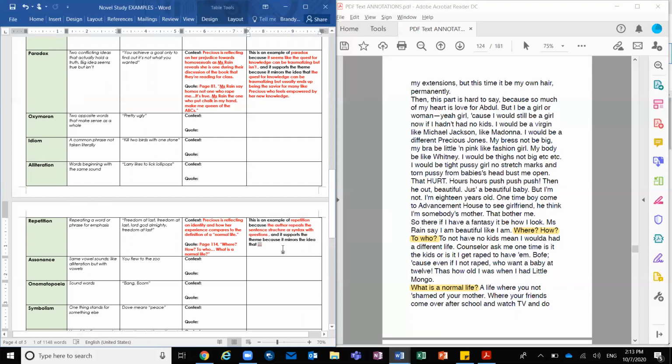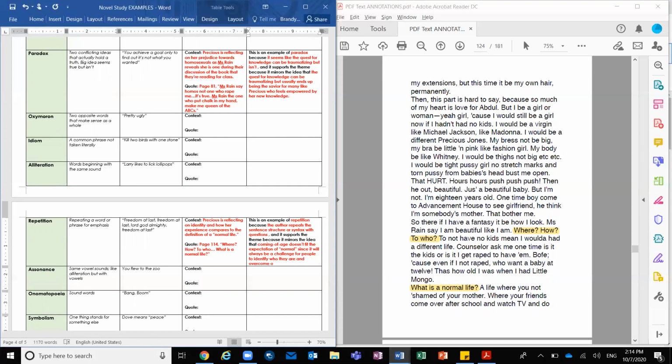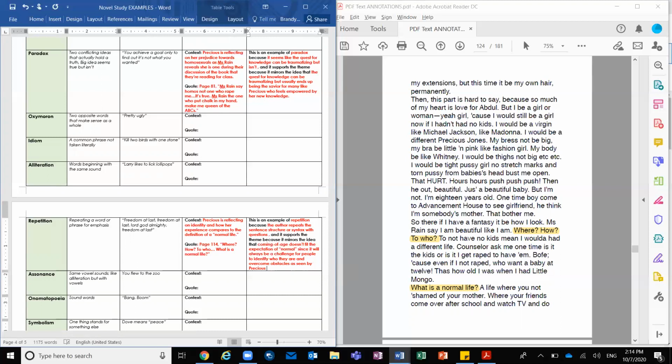So we can argue it supports the theme because it mirrors the idea that coming of age doesn't fit the expectation of, quote, normal. Because since it will always be a challenge for people to identify who they are, overcome obstacles, as seen by Precious, who questions everything about her life.